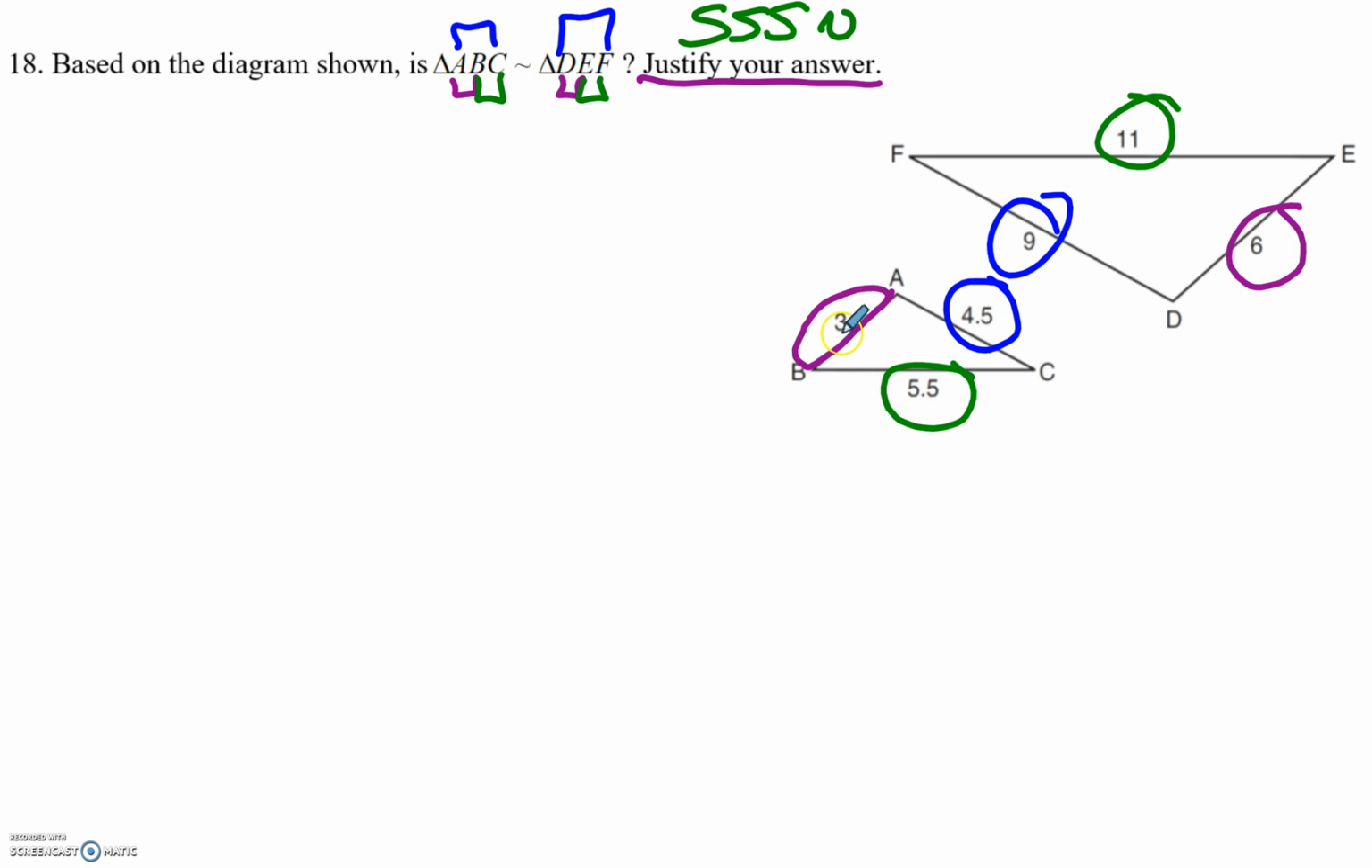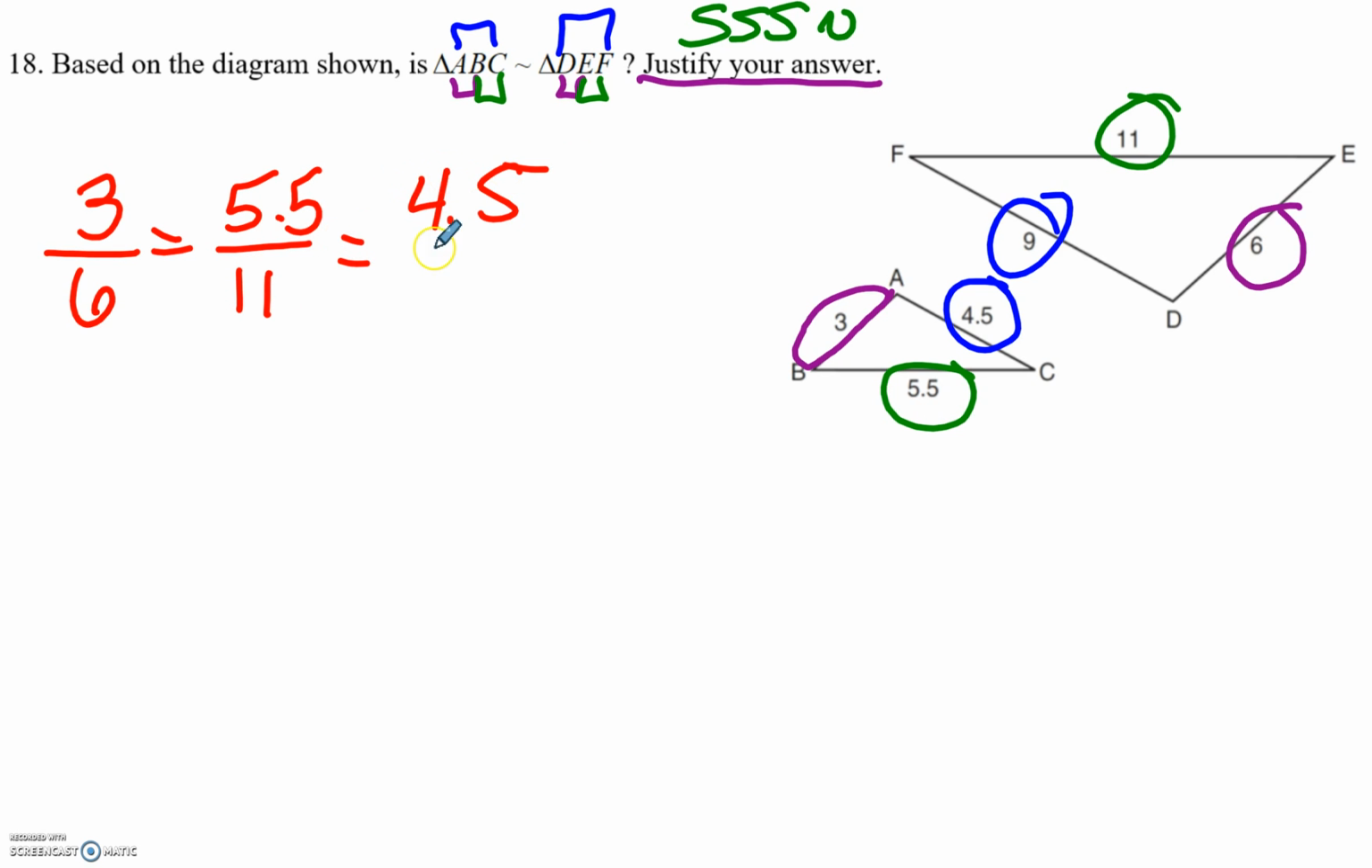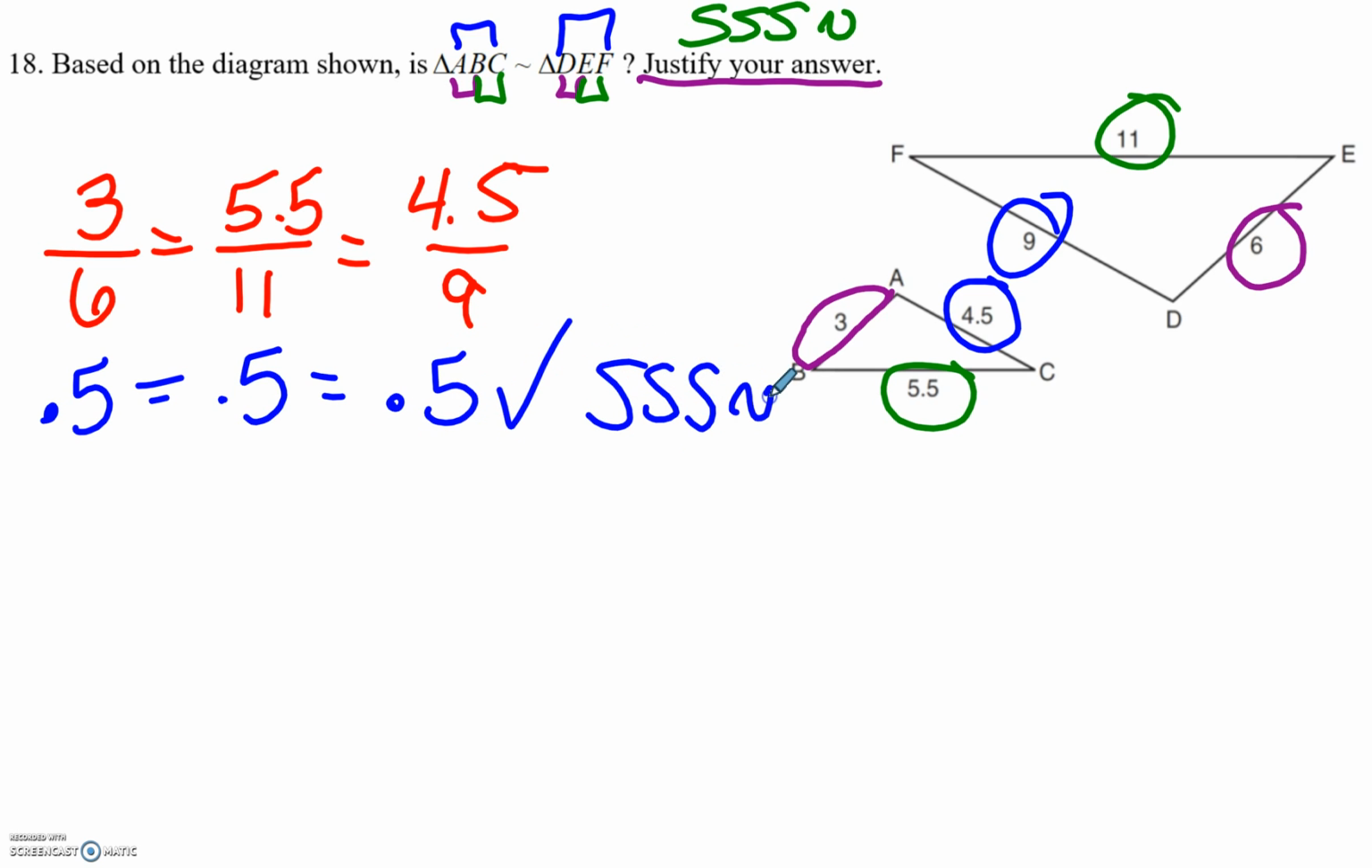Therefore, to check if they're similar, we want to use side, side, side similarity. And if it's similar by side, side, side, that means the proportions simplify to the same number. So we're going to take the left triangle first. It doesn't matter which way you set up your proportion. So I'm going to say 3, purple over purple, is equal to green over green, which is equal to blue over blue. So from here, I'm going to say 3 over 6 is a half, 5.5 divided by 11 is a half, and 4.5 divided by 9 is a half. So yes, those triangles are similar by side similarity.